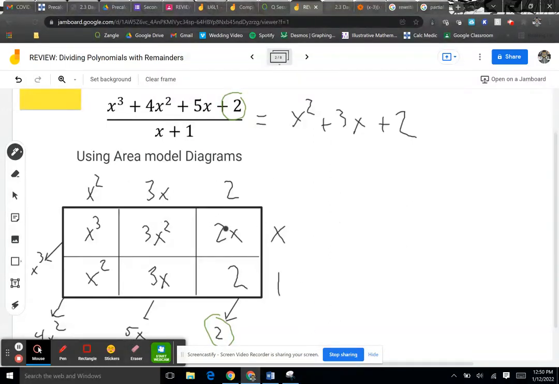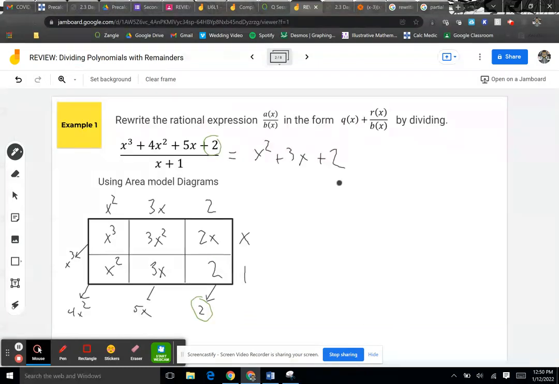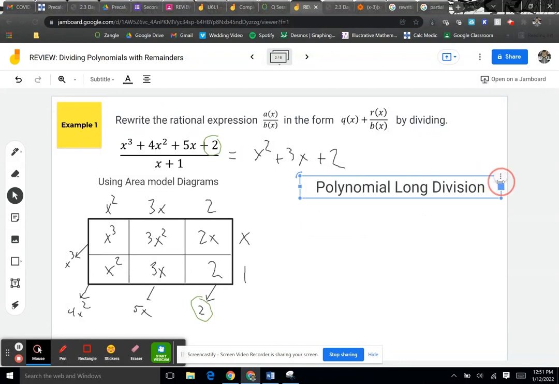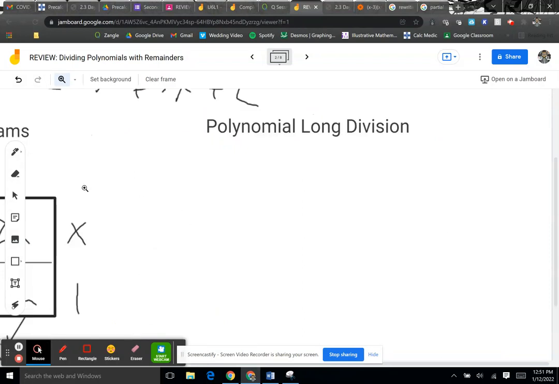The other strategy we learned back in Algebra 1 is what we call polynomial long division. So I'm going to do that example over here. I'm not going to be specific about which one you get to use. You get to choose whichever you prefer, using area model diagrams or polynomial long division. Long division looks exactly like what elementary school long division looked like, except now we have variables.